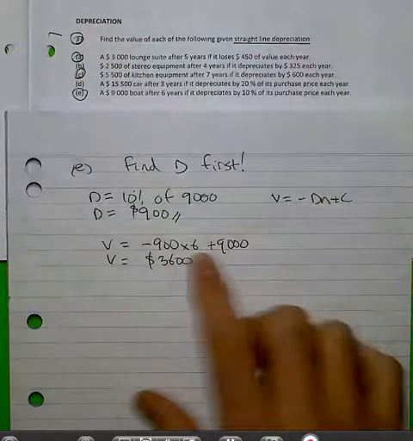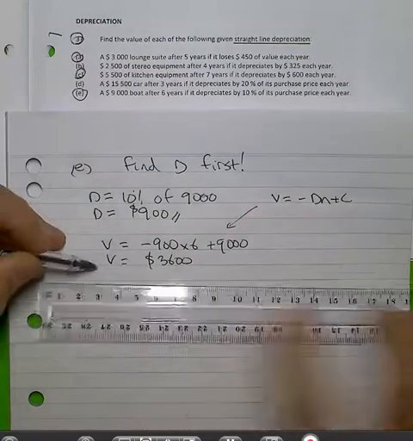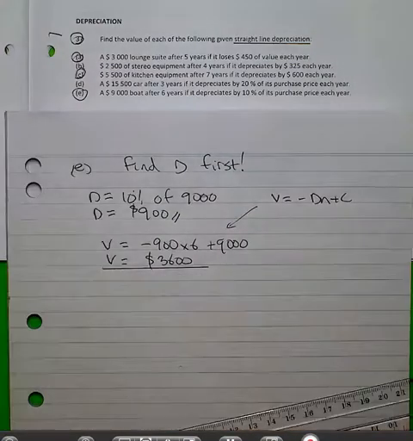So just quickly working that down, yes, I did forget the equation. You can see that the book value at the end of that time is $3,600.